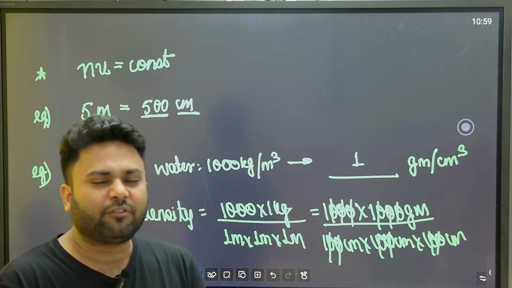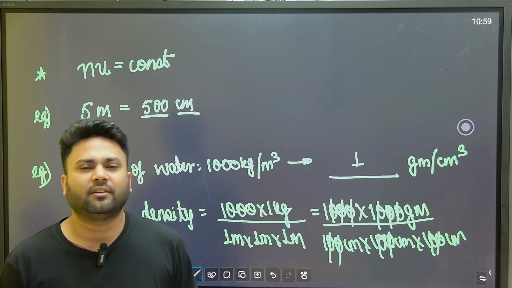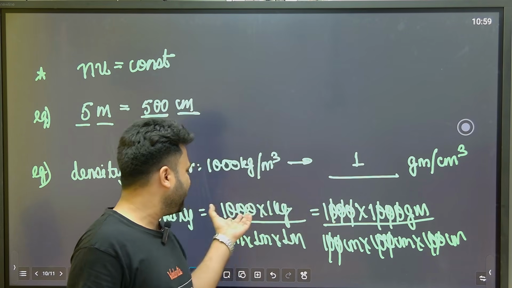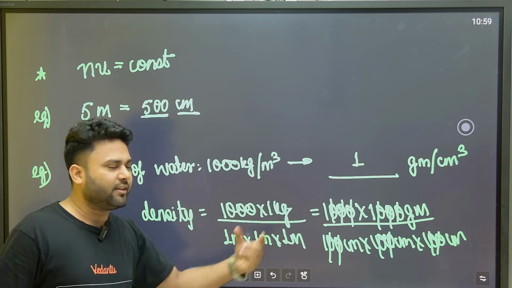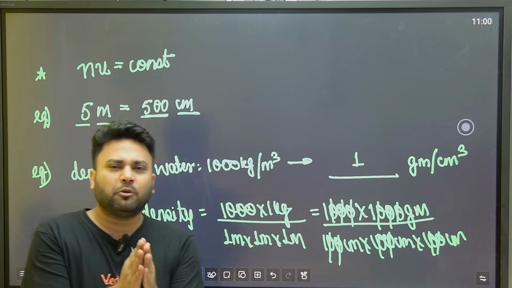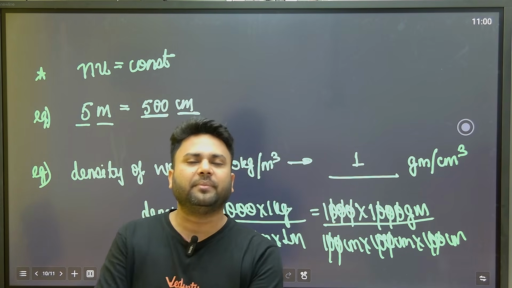So when we are moving from SI unit to CGS unit, it is very easy. Just you have to replace like 1000 kg, so 1000 into 1 kg divided by meter cube. Meter cube means 1 meter into 1 meter into 1 meter.